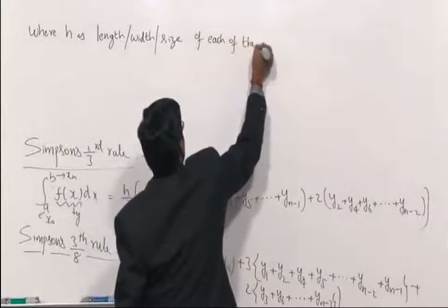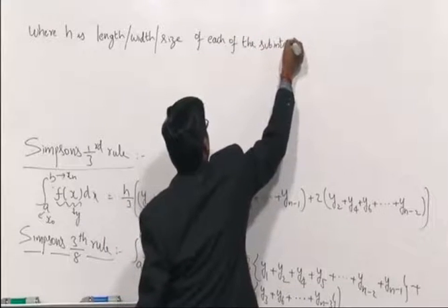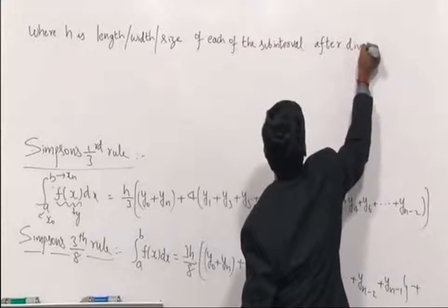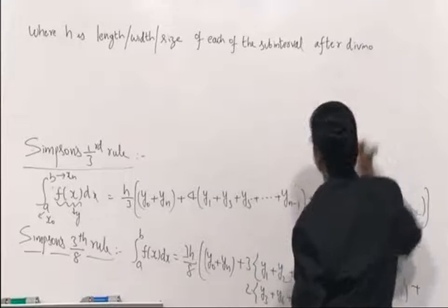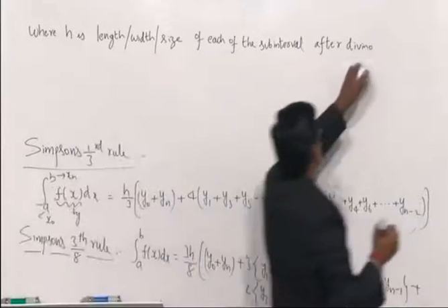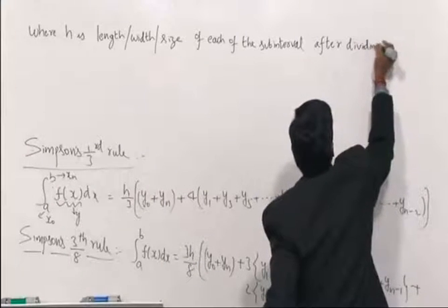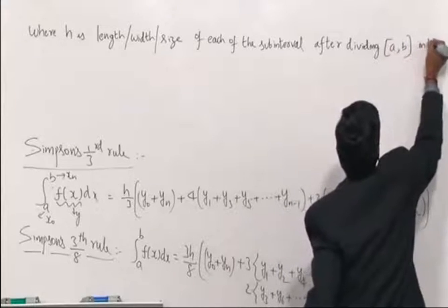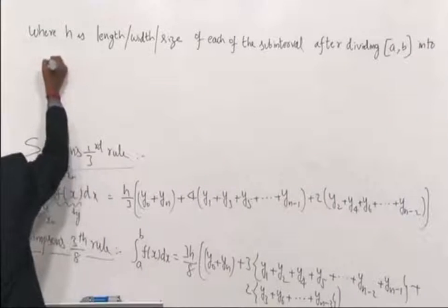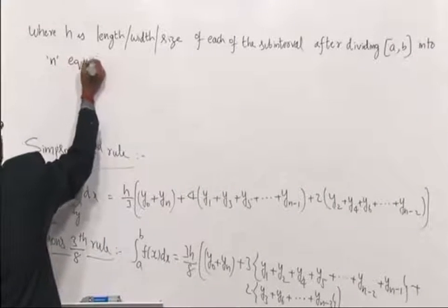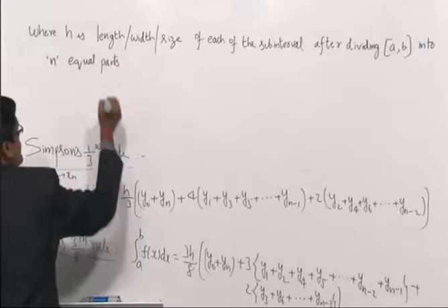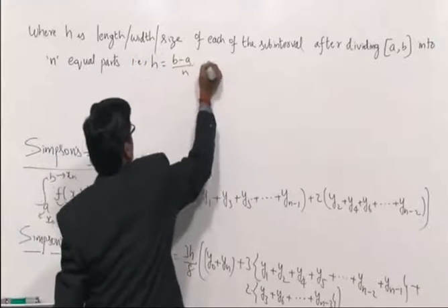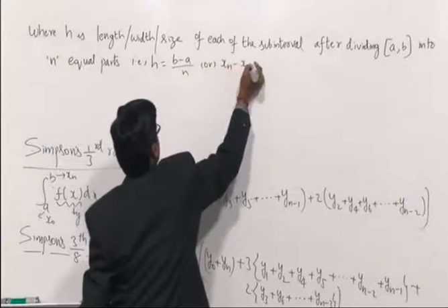Each of the subintervals, after dividing the closed interval a comma b into n equal parts, that is h is equal to b minus a by n. In some textbooks this is xn minus x naught by n.